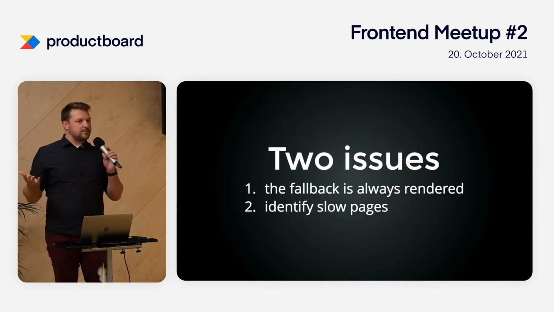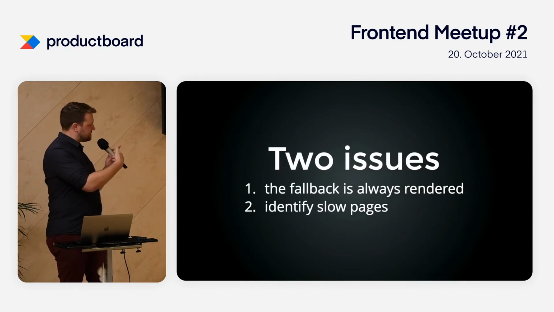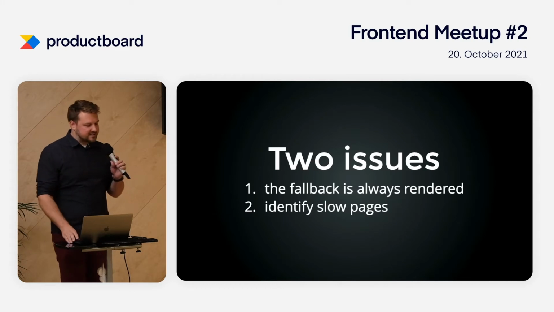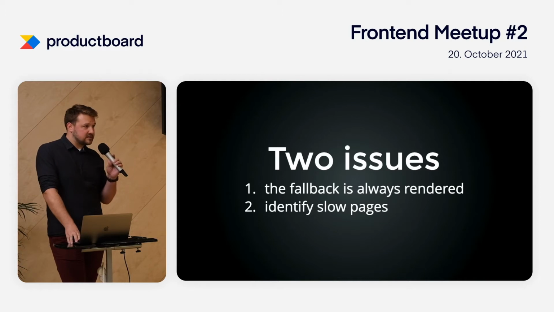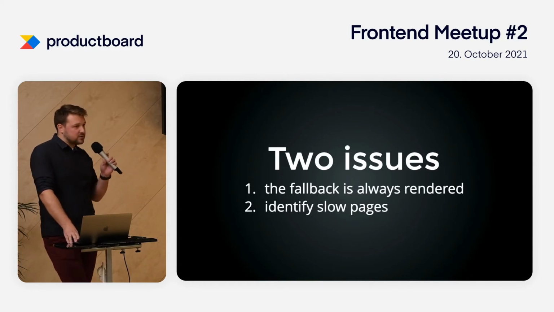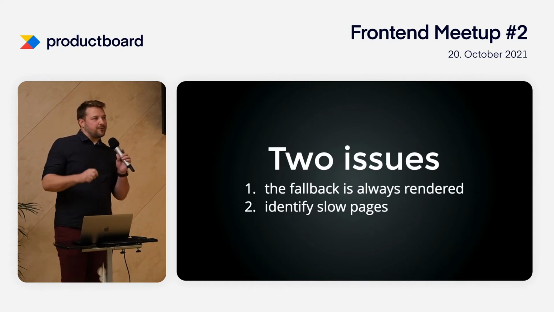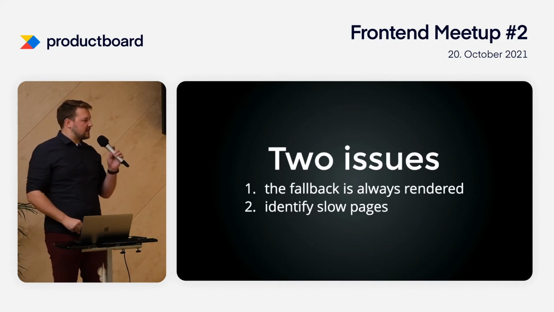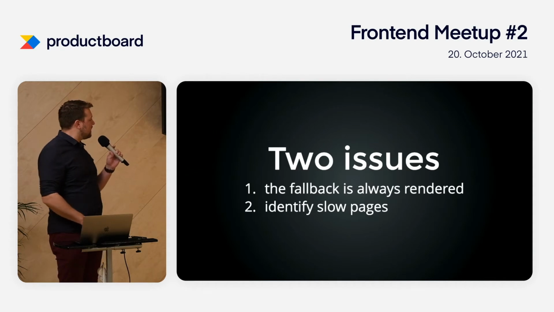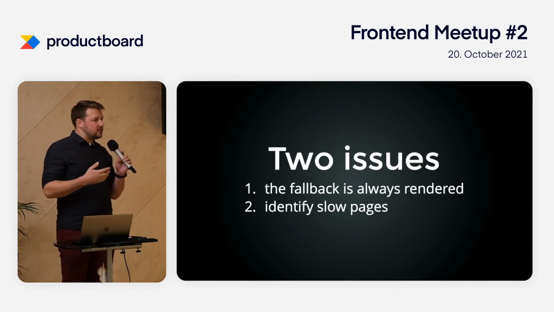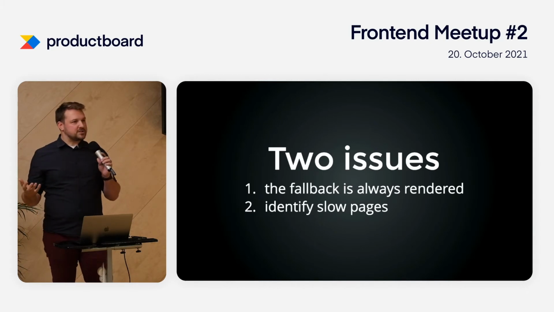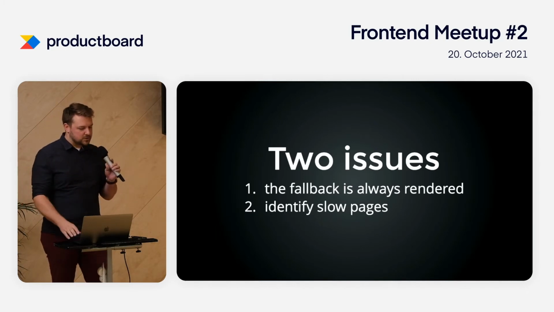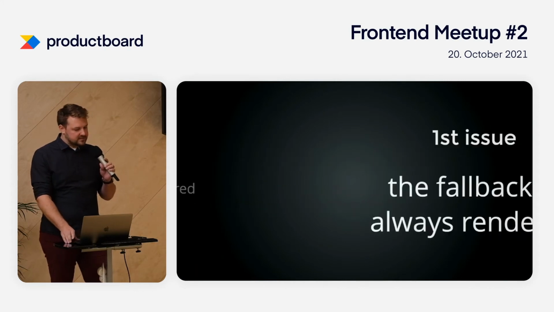So during implementation of this idea, we were facing two main issues. The first one is the Suspense fallback was rendered every time. And this was not really handy for various cases, and I'll talk about that more in depth later. The second one was that we had to somehow identify those slow pages. We had no idea which pages are slow and which are quick. So let's talk about the first one.